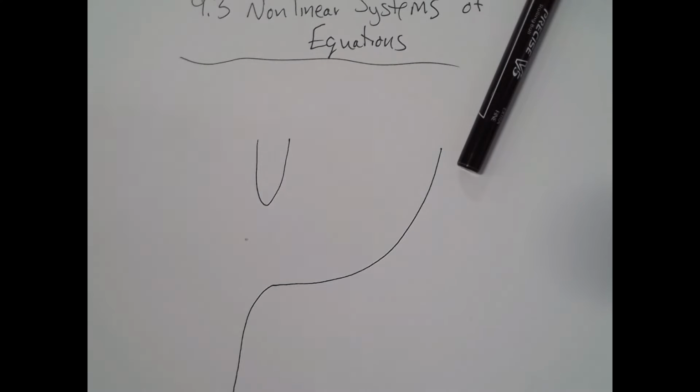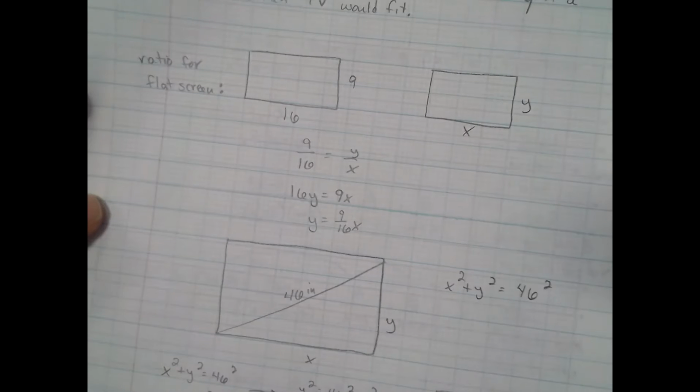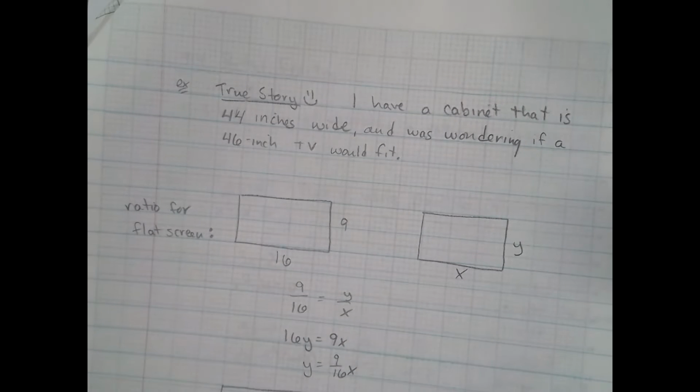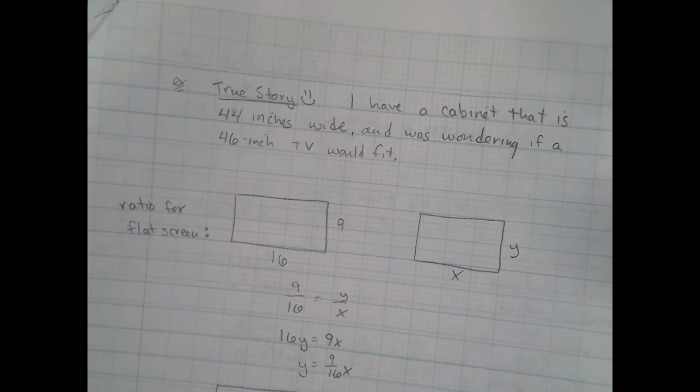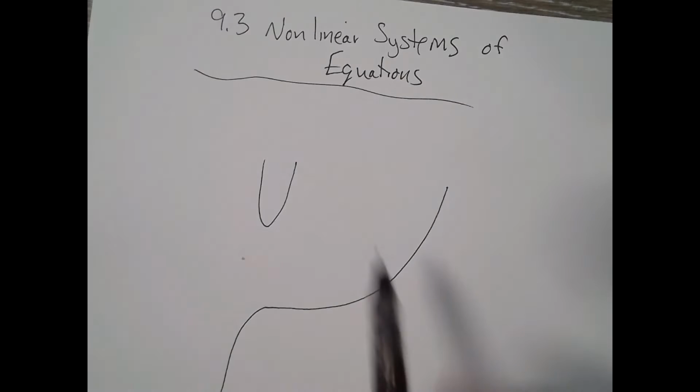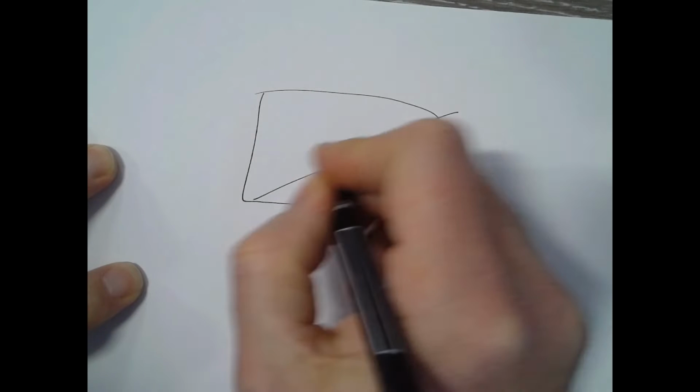All right. So, story problem. It's a true story problem. It's a scenario I had. I have a built-in cabinet in my basement, and it is 44 inches wide. I'm trying to figure out, can I get a 46-inch TV into that spot? 46 inches means diagonally. Very good. So if a TV is 46 inches, that means that diagonally this is 46 inches.